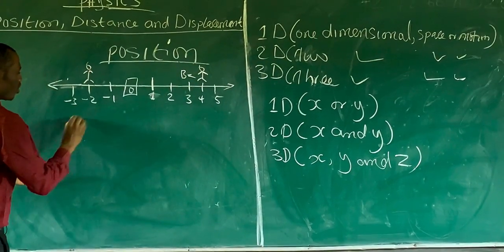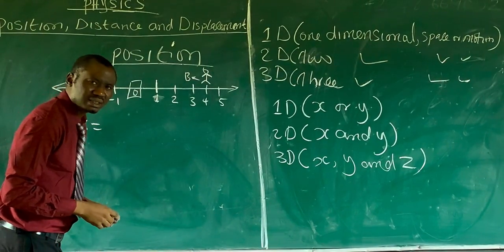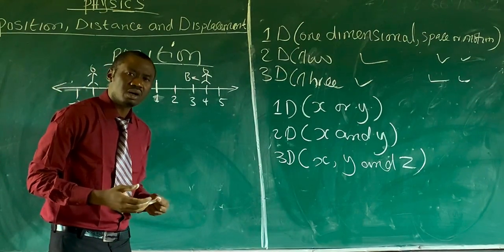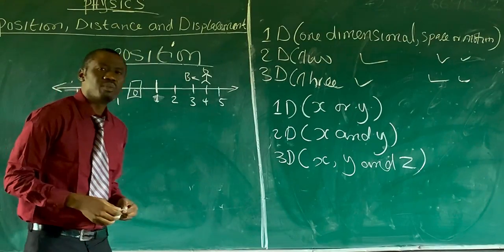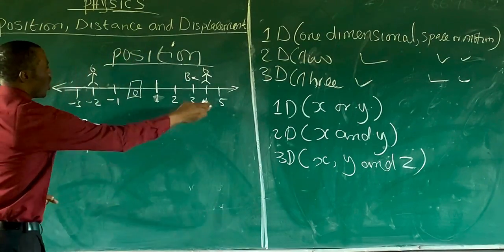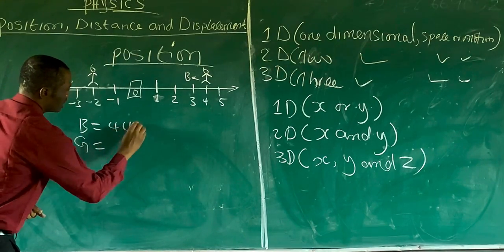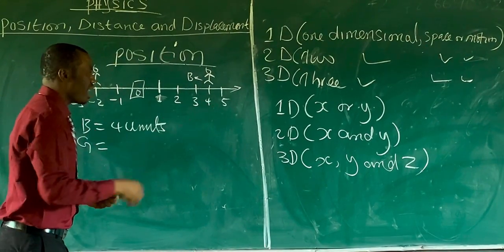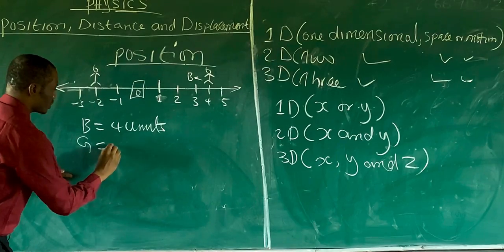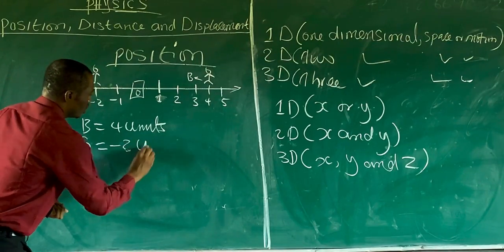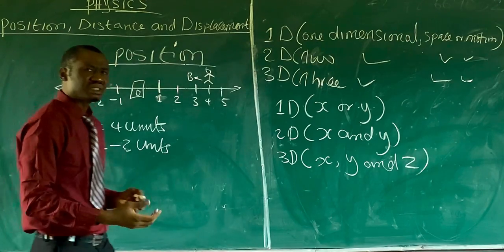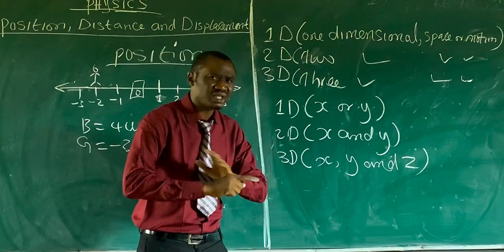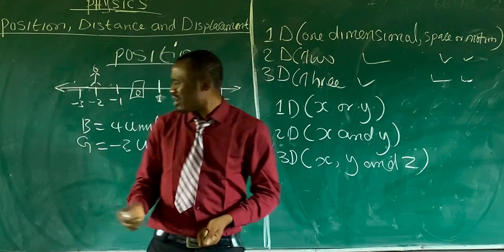The boy, what position is the boy located? This is the girl. The girl, what position is the girl located? Now we see that the boy is located 4 units to the right. And the girl is located -2 units to the left. And you can see how to find the position of the body using one-dimensional space or motion. It's very easy to find.